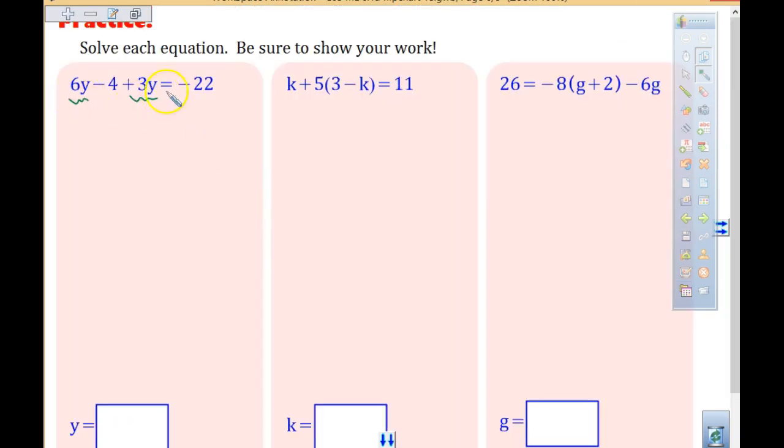3y. And my like terms are 6y and 3y, and I add those together. Jennifer, what am I going to end up with? 9y. So I'm going to put 9y. Now, sometimes we said we might change the subtraction to plus a negative, but in this case, it might be better for some of you to just leave it as it is, okay? So we got 9y minus 4 equals negative 22.